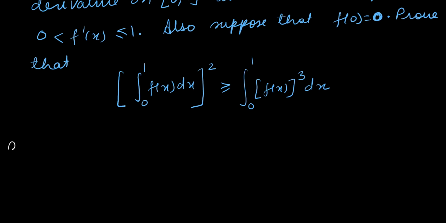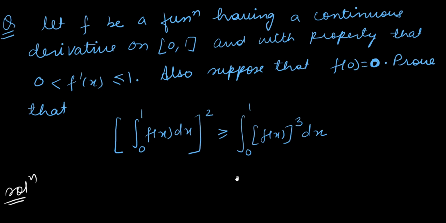So for solving the question, first of all, we are going to read it once again. They have given me a function which has a continuous derivative in the closed interval 0 to 1, and it also has this property. That means the function satisfies this condition. Also suppose that f of 0 is 0. So what we need to prove is that the left hand side expression is greater than or equal to the right hand side.